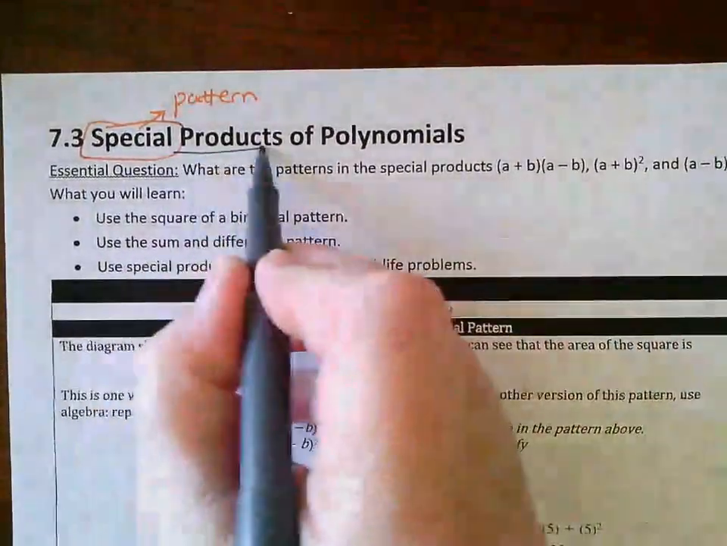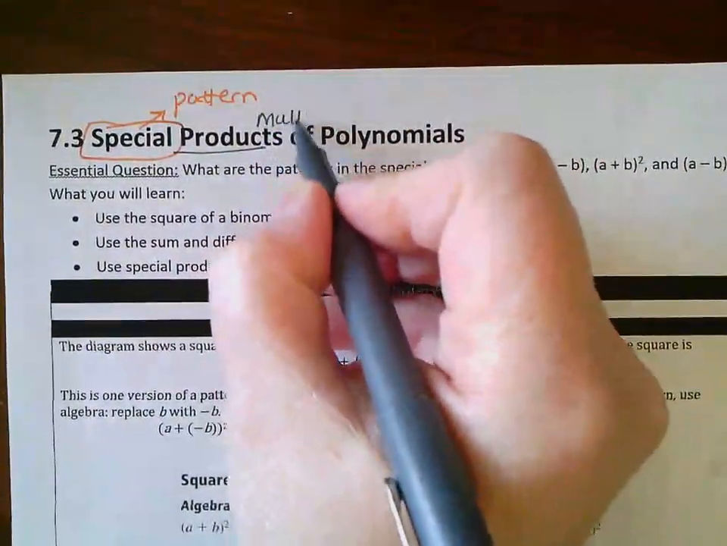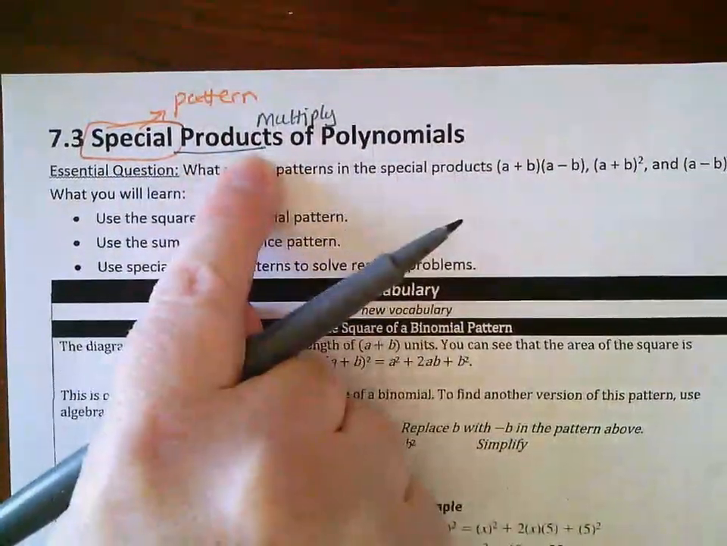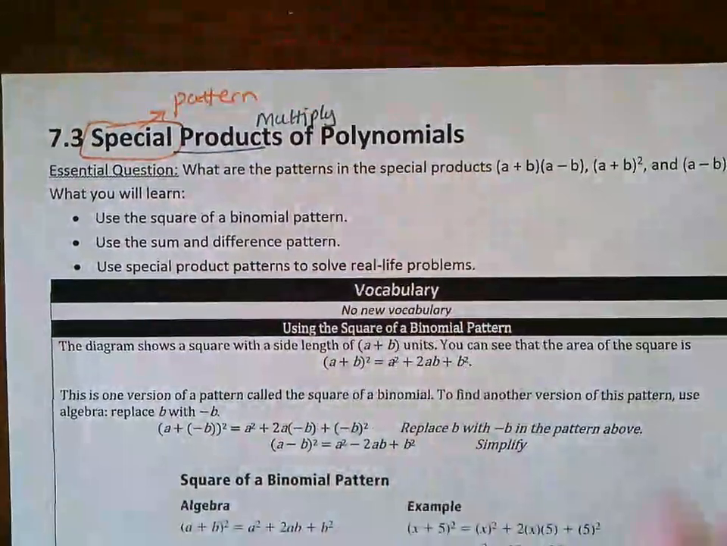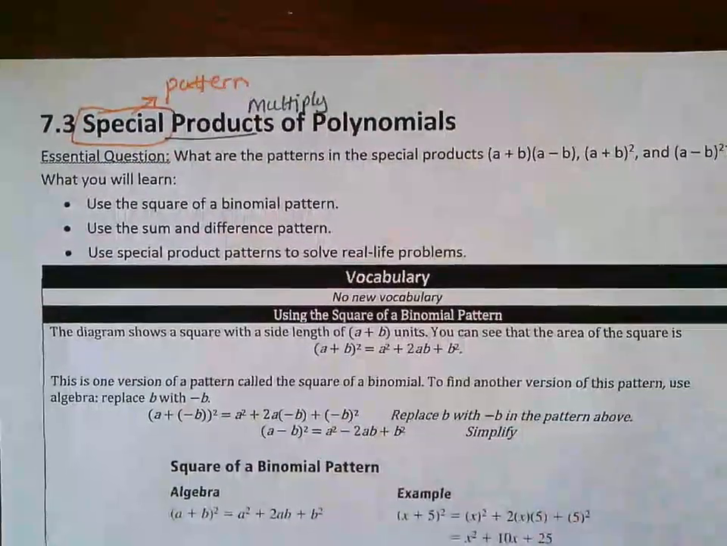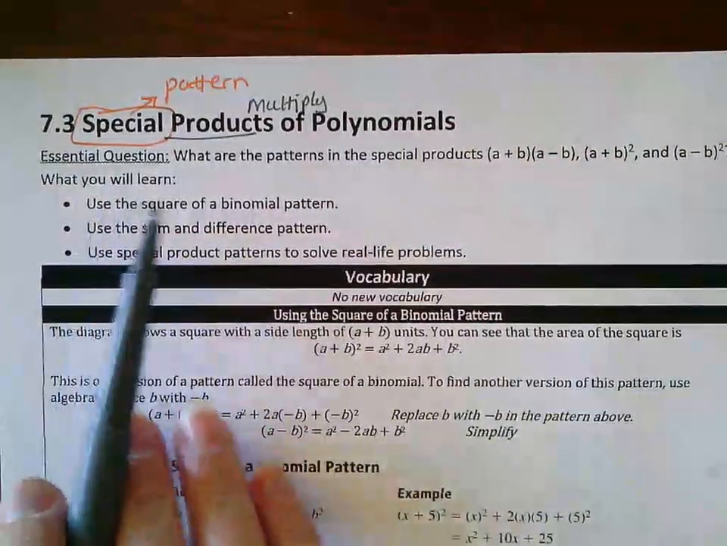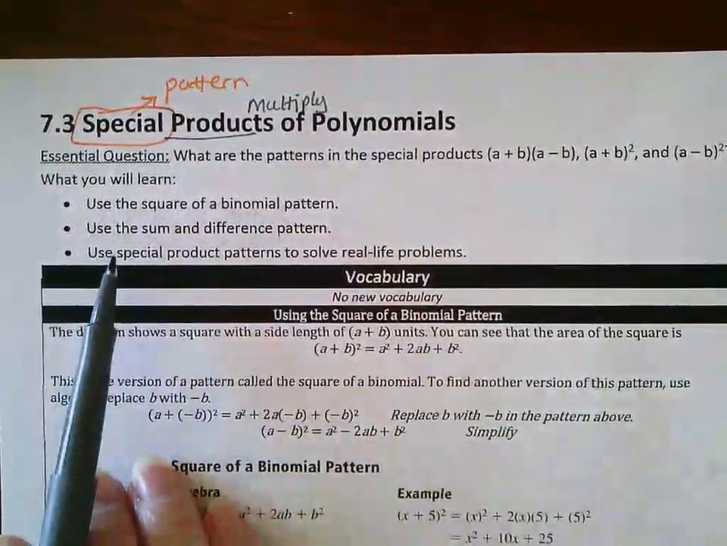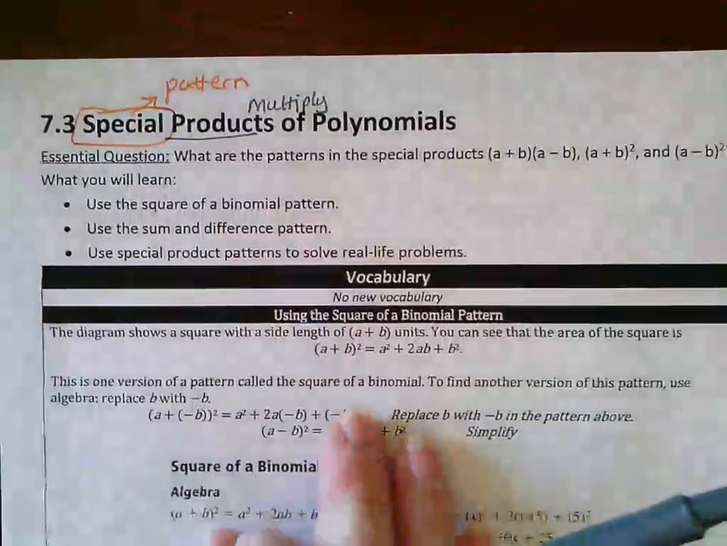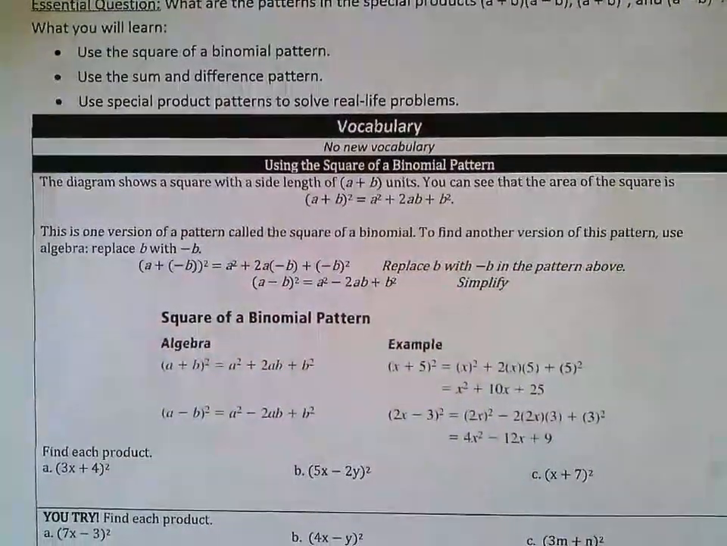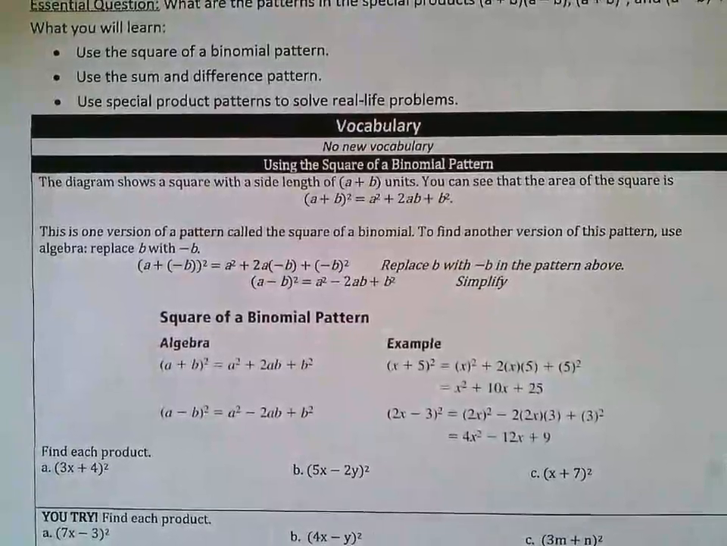And don't forget the word products. That means to multiply. So we're finding patterns of multiplying polynomials. Basically, that's what we're doing today. The essential question is, what are those patterns? And learning targets: use the square, sum and difference pattern, and use this to solve real life problems. So, no new vocabulary here, just finding some patterns.